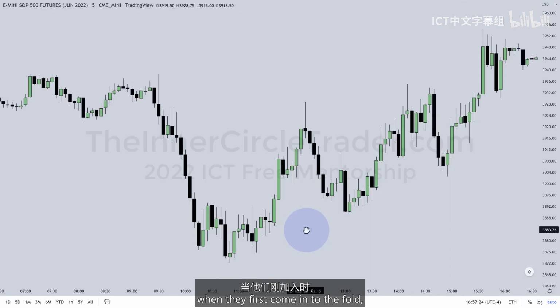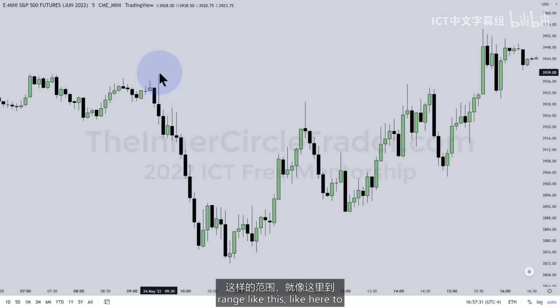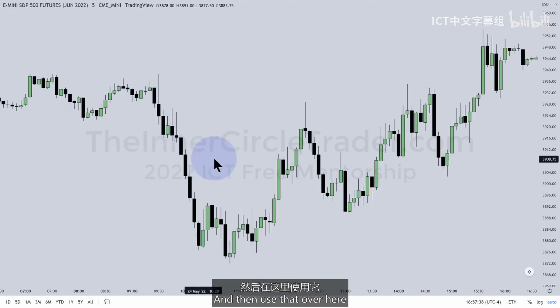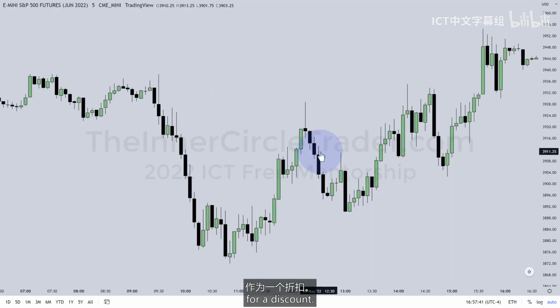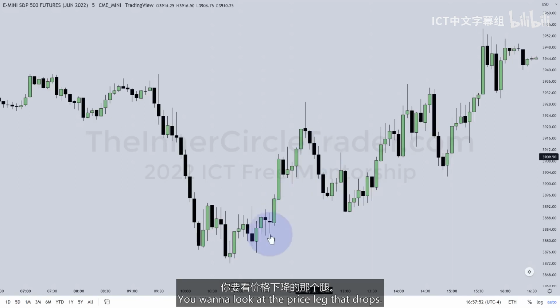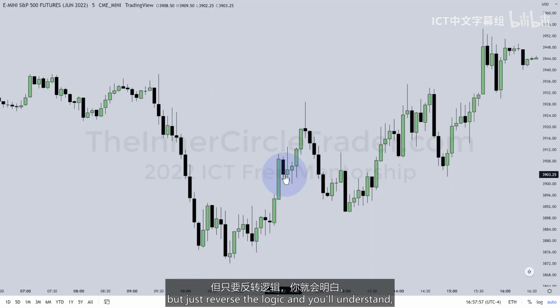And some of my students, when they first come in to the fold, do this type of thing too. They will look at a range like this, like here to here, and they'll measure that range, low to high, to find the 50% level, and then use that over here for a discount. That's not how we do it, okay? If we are looking for a short, in Hannah's example, she was looking for a short, you want to look at the price leg that drops, and this is going to be the reverse of that. Okay, so this might be a little confusing, but just reverse the logic and you'll understand.